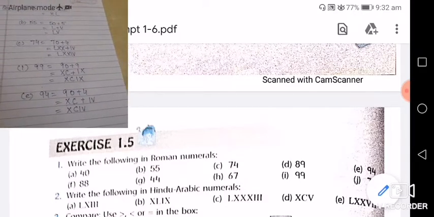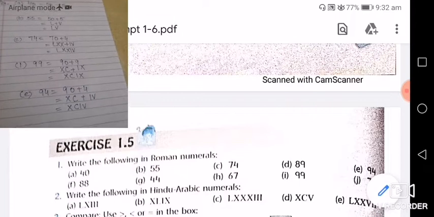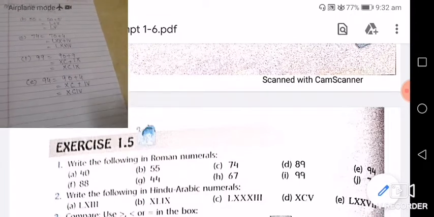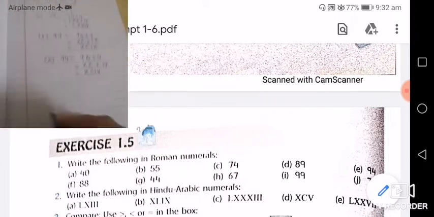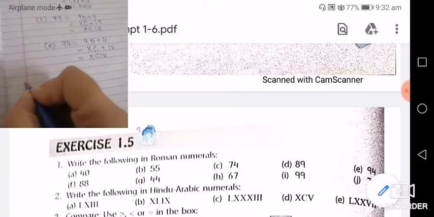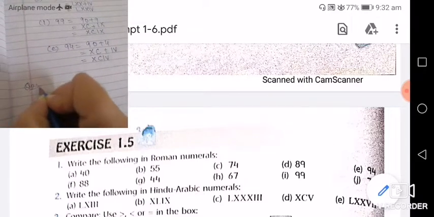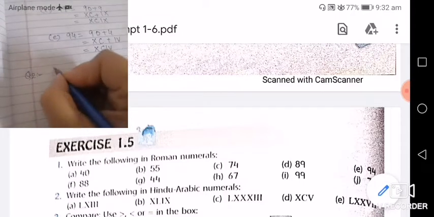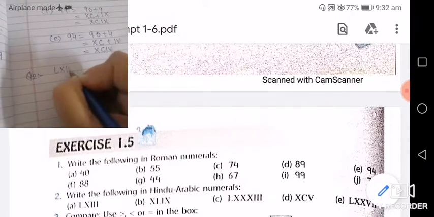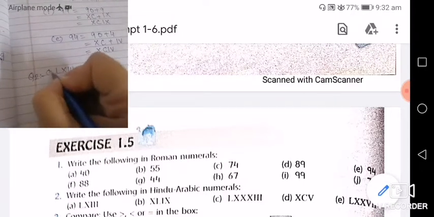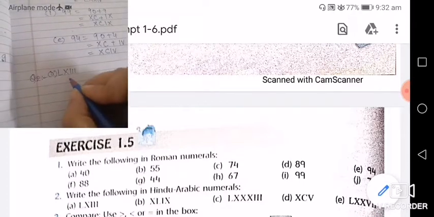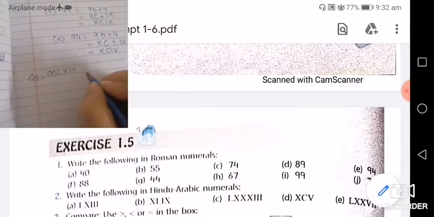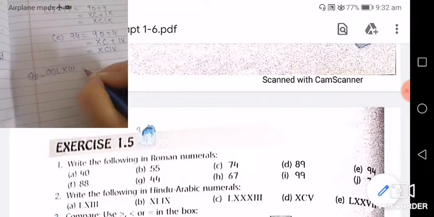Fine. Now we'll move to question number 2. Question number 2 is: write the following number in Hindu Arabic numeral. The number has been given in Roman numeral and you have to write it in Hindu Arabic numeral.